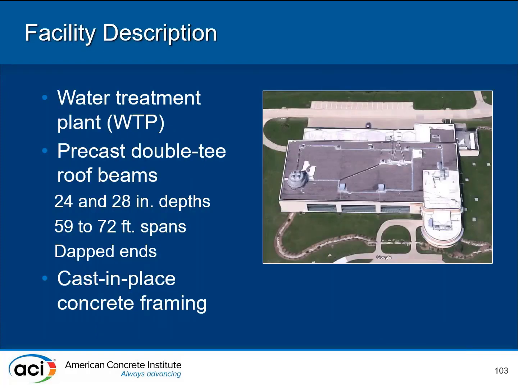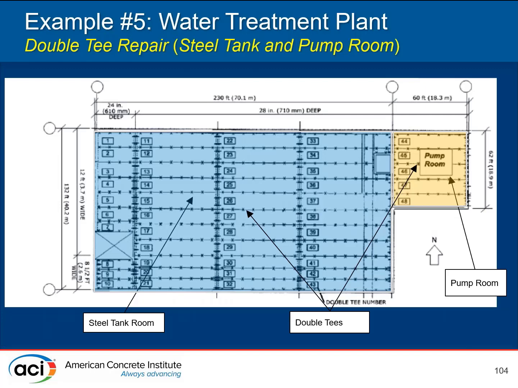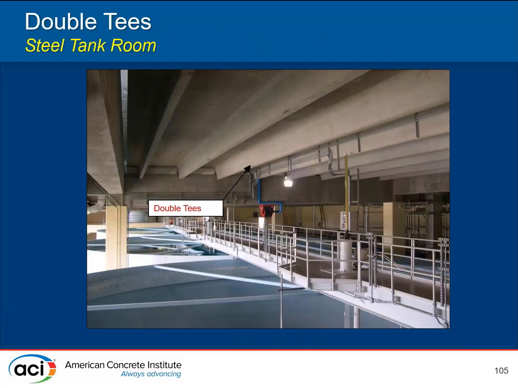So this situation is a water treatment plant, and the roof was constructed of precast double T roof beams with dapped ends, and cast-in-place concrete framing, so not an unusual building type. Here's the plan, to give you an idea of what the roof looked like. Remember, this is the roof, so the pump room and the steel tank room are below, but you really just have a number of double T's of various depths, various lengths, et cetera. And this is an overall picture of what it looks like. You can see the double T's, and below them there are some catwalks.